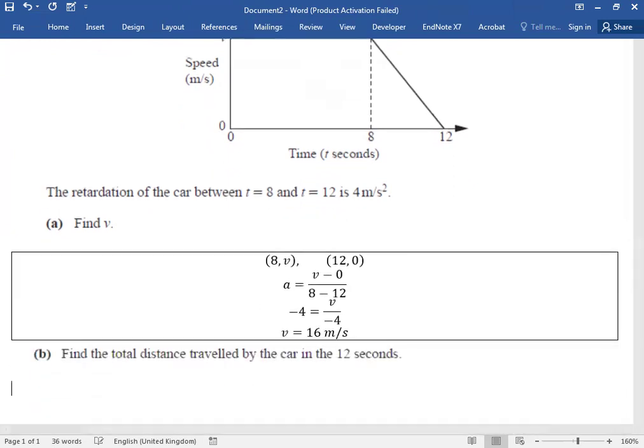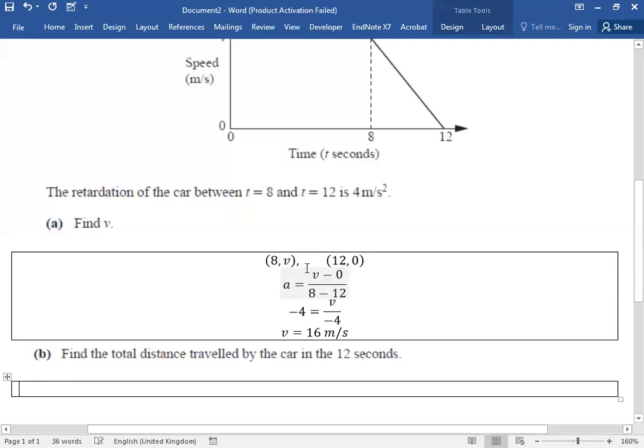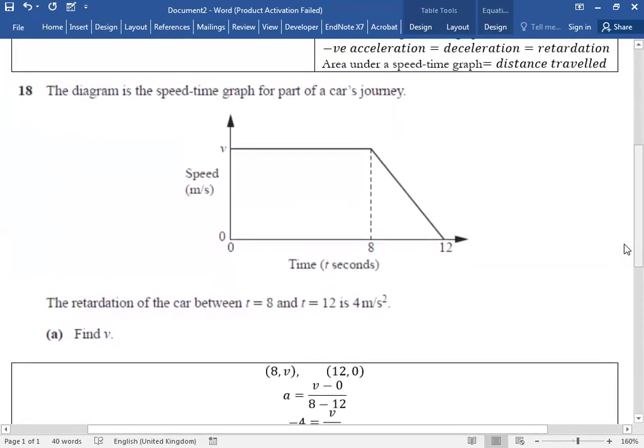The next part wants us to find the total distance traveled by the car in 12 seconds. How do we do that? We'll find the area under the graph. And how do we find the area under the graph? What shape is this?